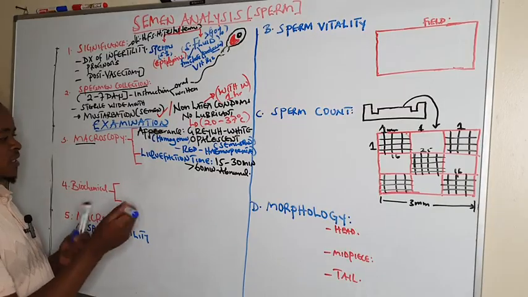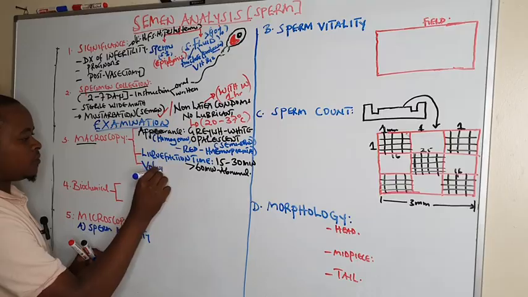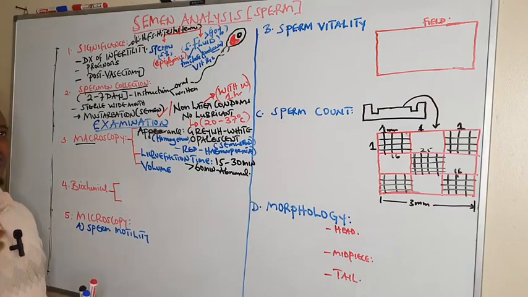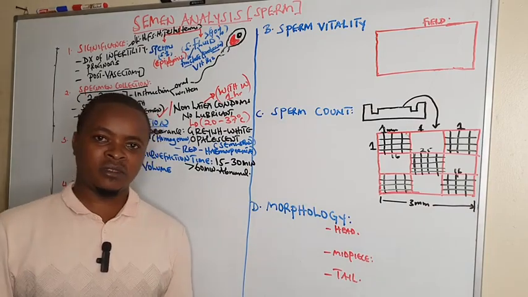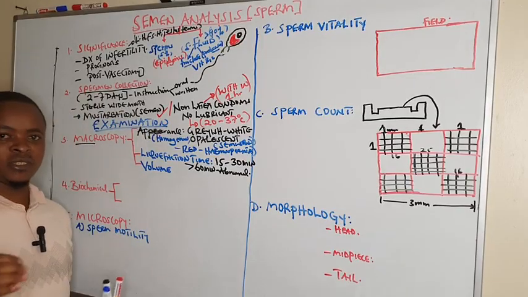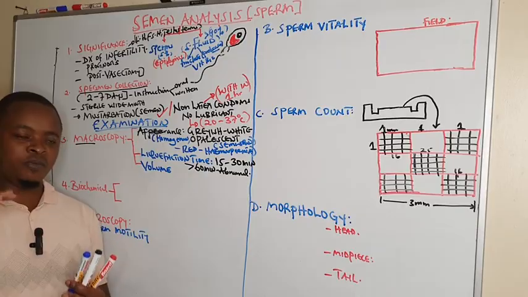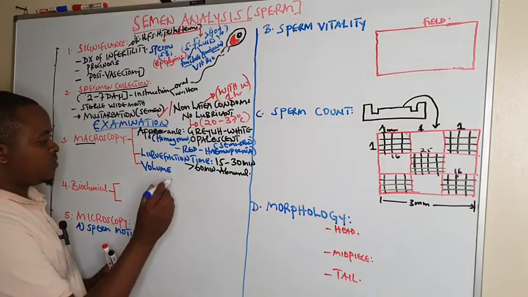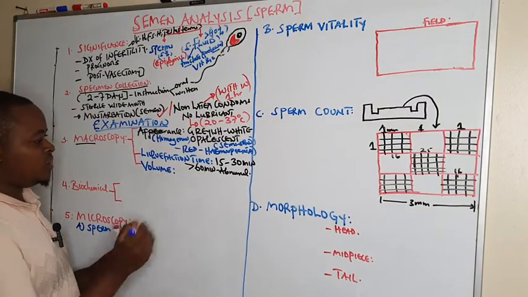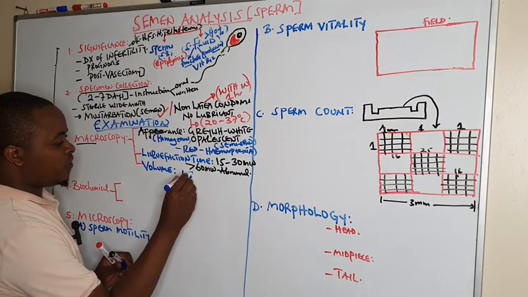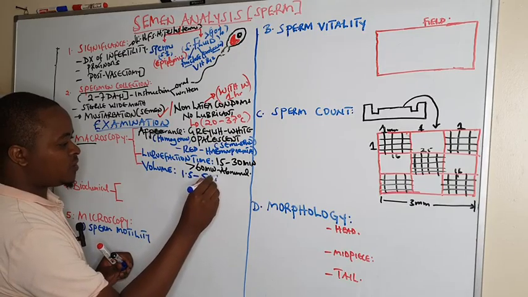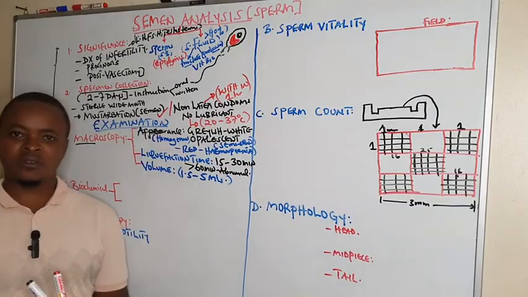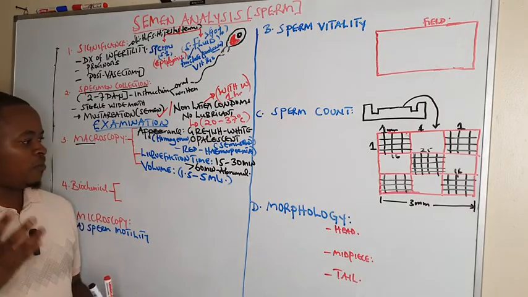Another thing we shall look at is the volume of the semen. And this volume, how do we measure? We measure using calibrated tubes. These calibrated tubes are labeled in mils, so we can easily read off the volume, and the normal volume should be between 1.5 to 5 mils. So the least should be 1.5 mils. That is about the volume.